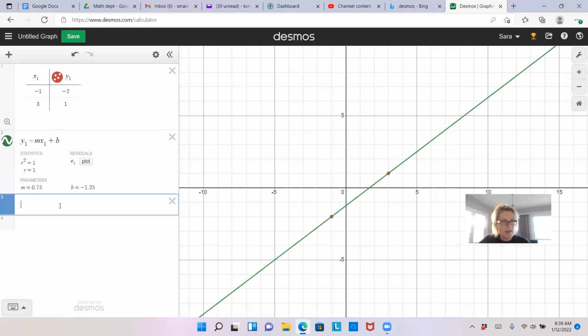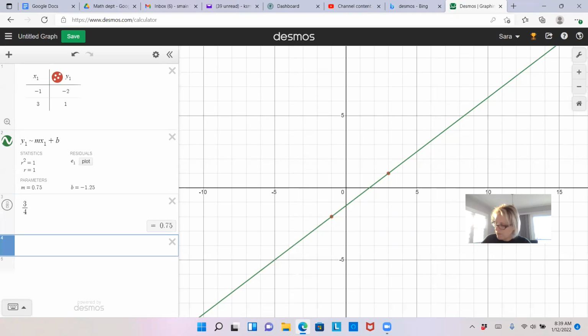And I'm just going to validate here that my slope is 3 divided by 4, and that is 0.75, because remember, Desmos always gives the parameters, your slope and your y-intercept in a decimal form, and then validating that a negative 5/4 is a negative 1.25. So we just checked what we did by hand.